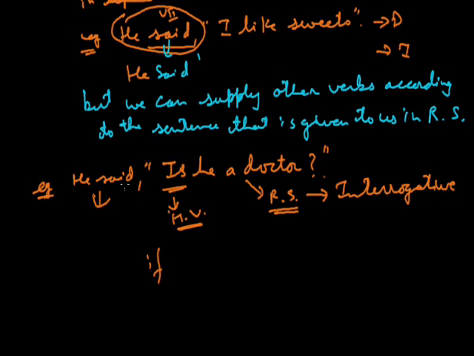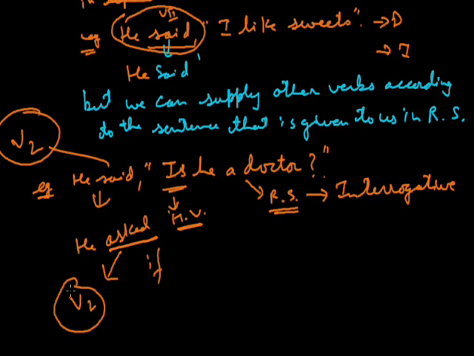Now as discussed earlier, we will never change the tense, that is we will never change the form. This one actually is in second form, so we will use the second form over here. But over here we can supply other verbs according to the sentence that is given to us in the reported speech. Now in the reported speech, an interrogative sentence is given to us, so over here we can use he asked. Now he asked actually is also in the second form. So this thing is important: the form should never be changed, but yes, we can supply different verbs at times. So he asked if he was a doctor.